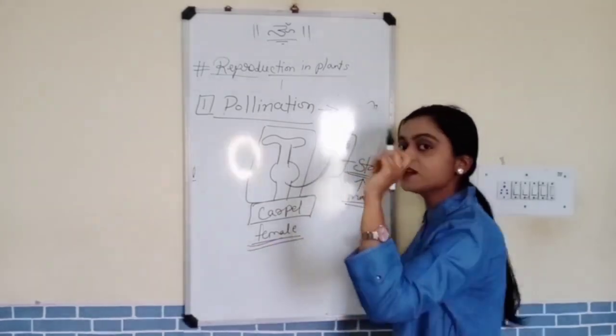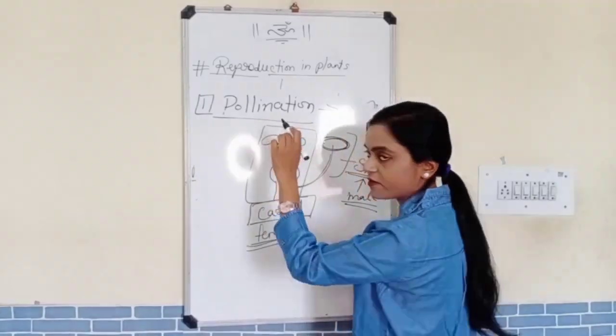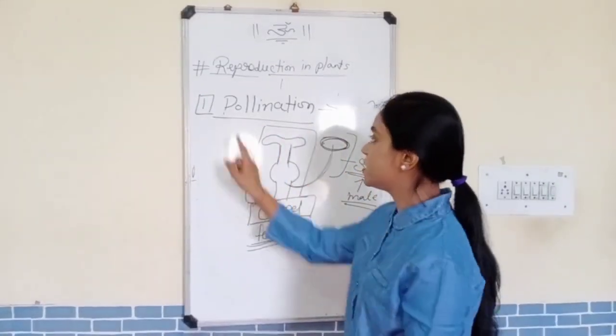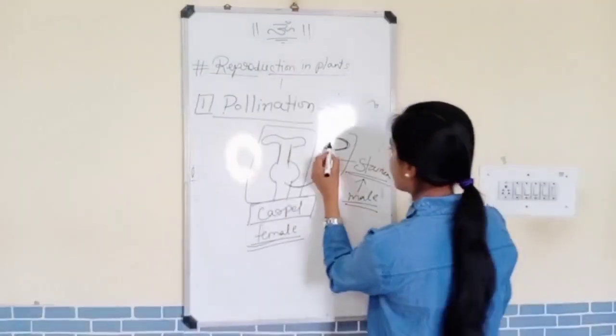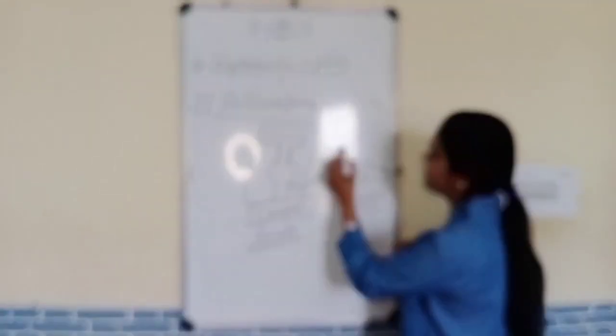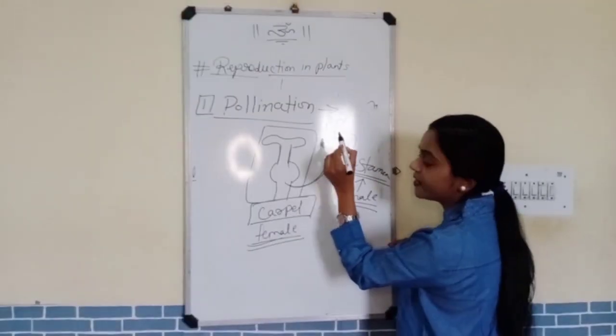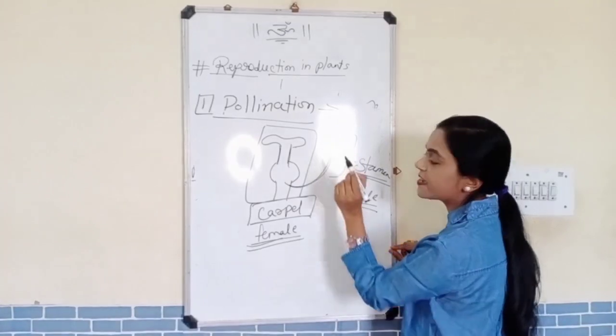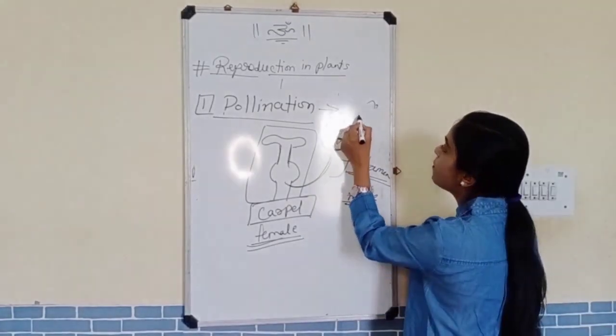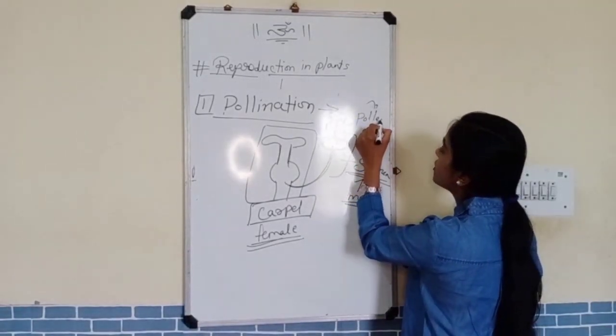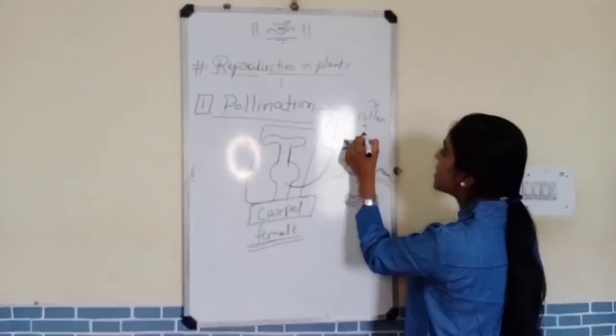Okay, the flower we have learned is a bisexual flower. Okay, so in the pollination process, the anther has some pollen grains in it. The granule-like structures are named pollen grains. What are they named? Pollen grains. Very good.